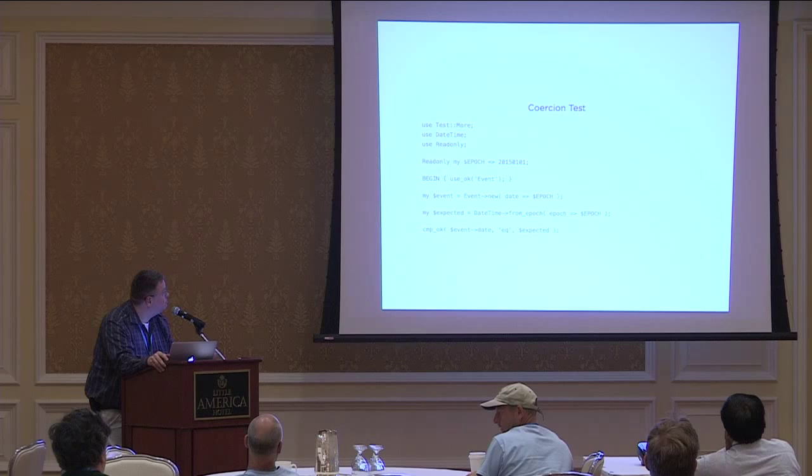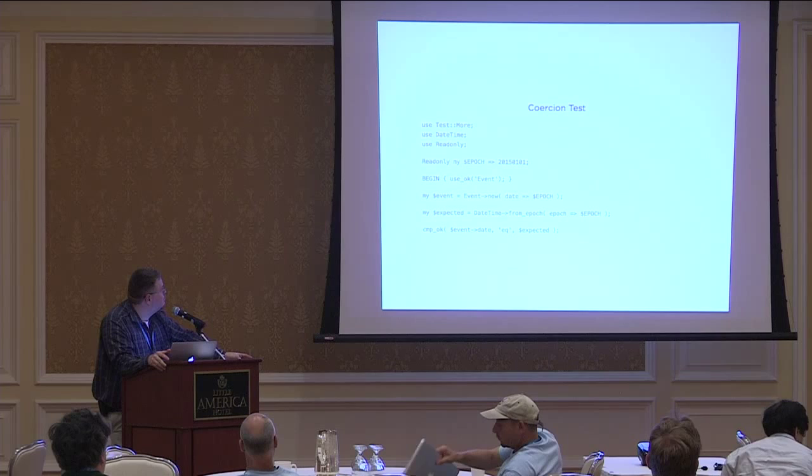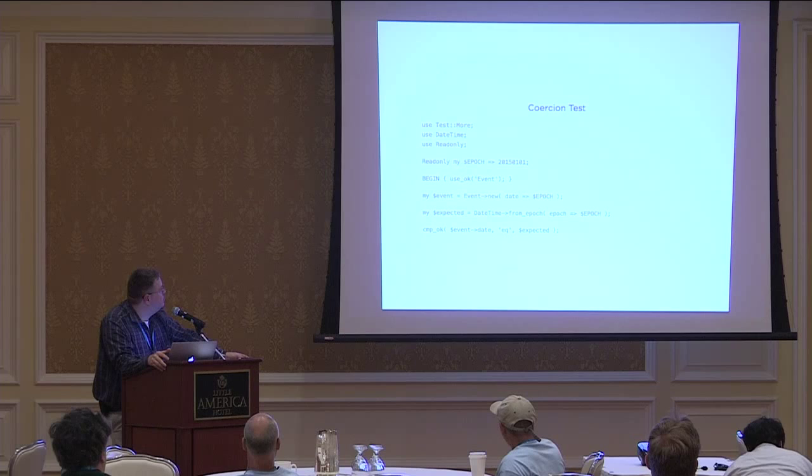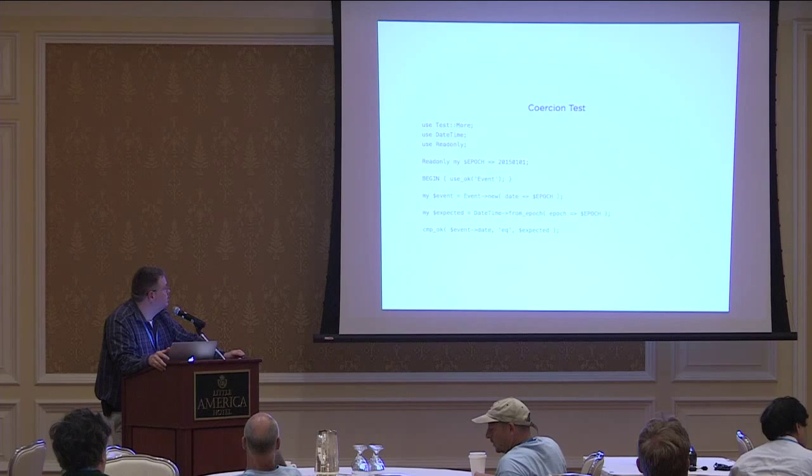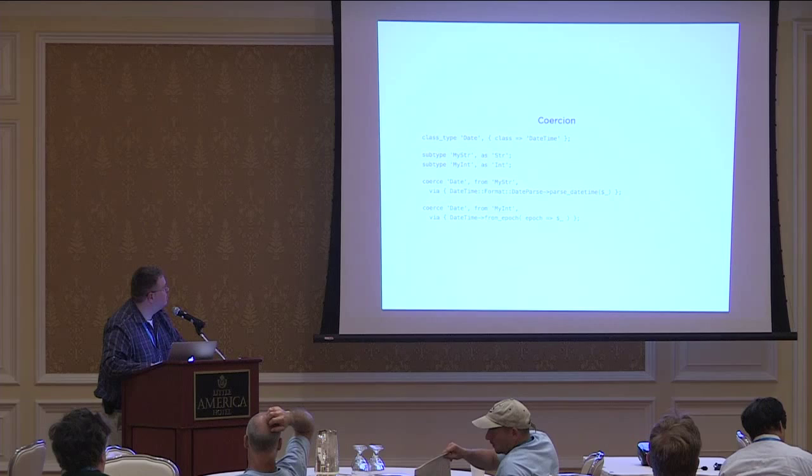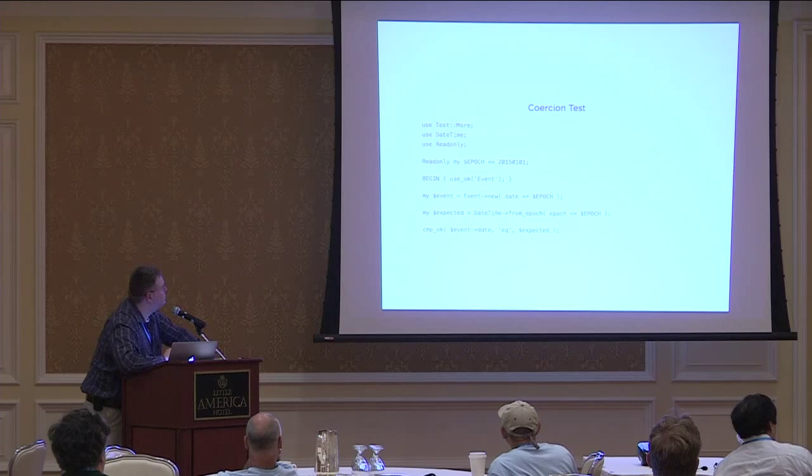So if we have a test for that, it's pretty straightforward. You have an epoch, pass it into your event constructor, give it a date of epoch. Let's go back and look at it there. I didn't have the method there, my apologies. But it has a method called event, something that coerces. And then you check to see if you got the right date time. And that's what happens.